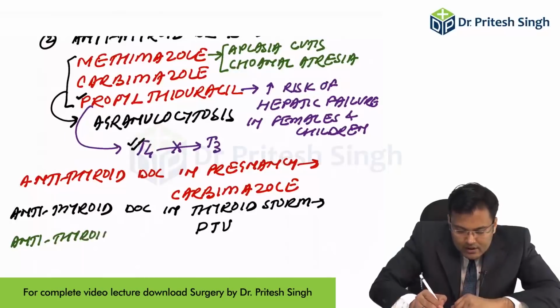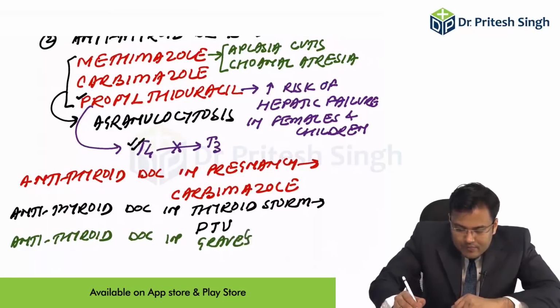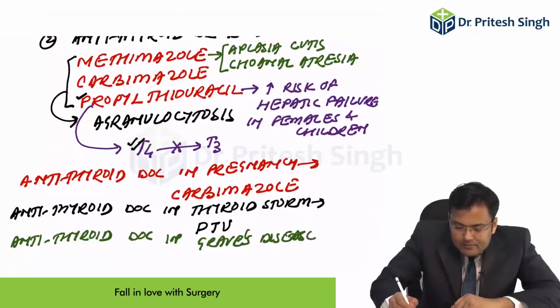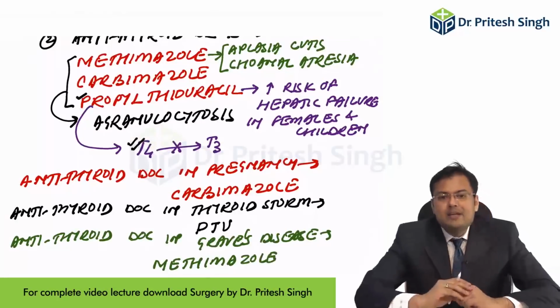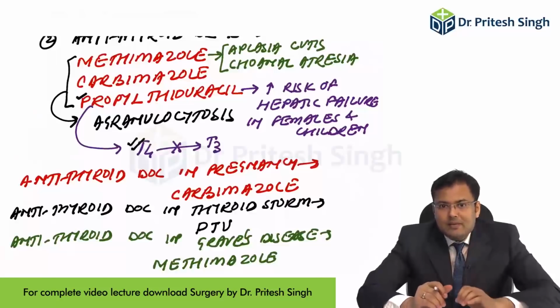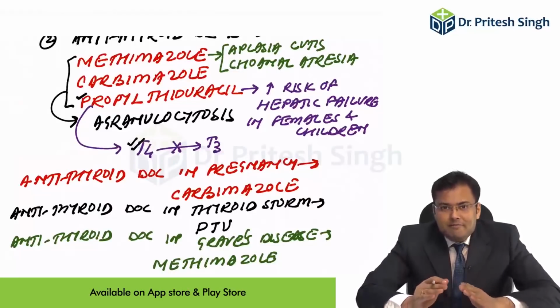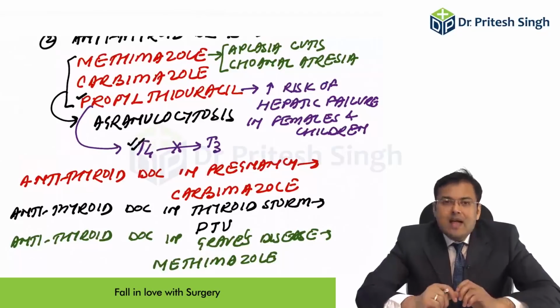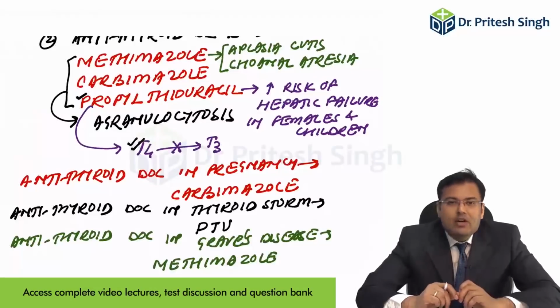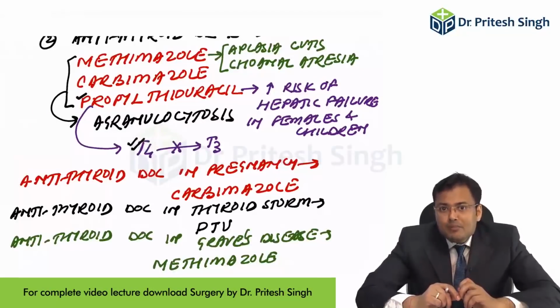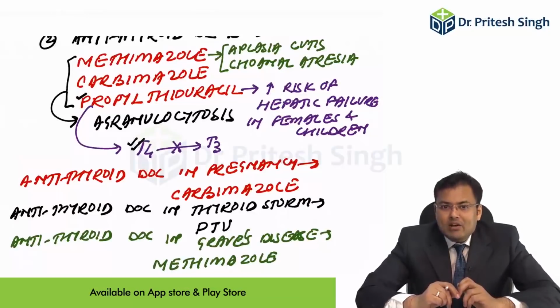What's the anti-thyroid drug of choice in Graves? Anti-thyroid drug of choice in Graves' disease is methimazole. These are three very important questions. I'm repeating. Anti-thyroid drug of choice in pregnancy, carbimazole. Anti-thyroid drug of choice in thyroid storm, propylthiouracil. And anti-thyroid drug of choice in Graves, methimazole.